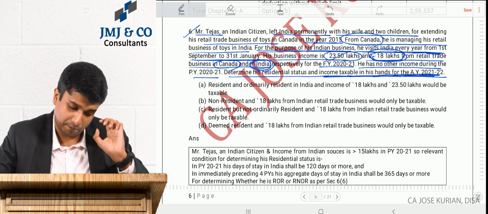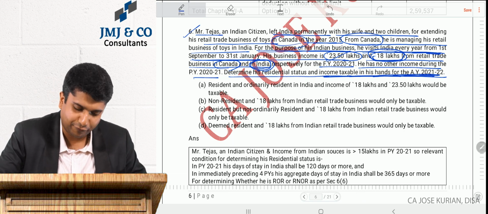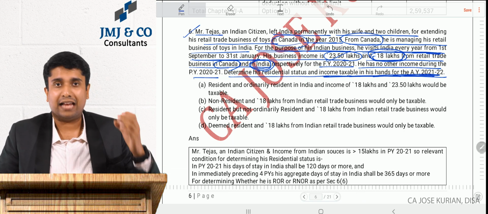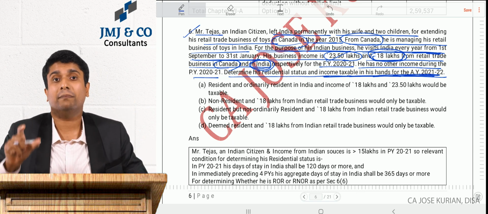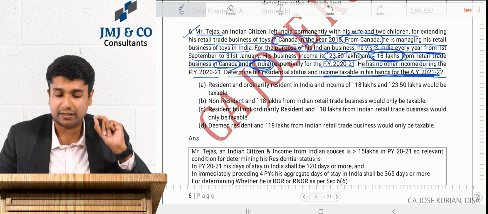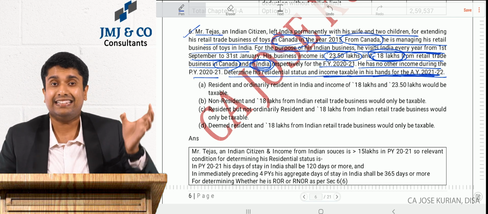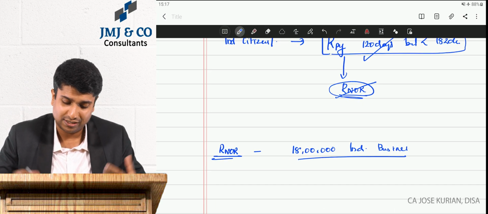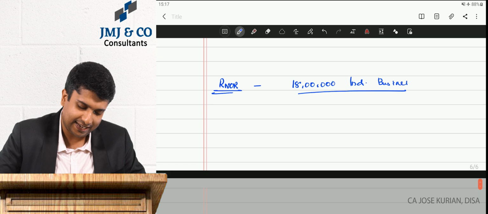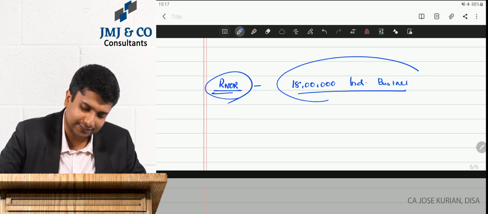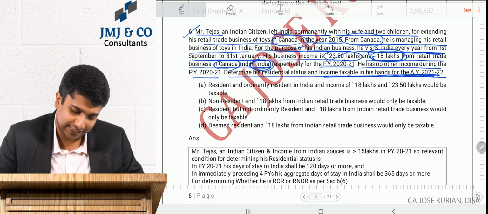So his main business is in Canada. And from Canada, he visits India and manages his business in India. So his main base is not in India, main base is in Canada. And hence that Canadian income 23.50 lakhs cannot be taxed in India. Only that 18 lakhs Indian income will be taxable in India because he is an RNOR for that particular previous year. And hence the final answer is he is a resident and not ordinary resident, and only 18 lakhs will be taxable in India. Now let's select the alternative.